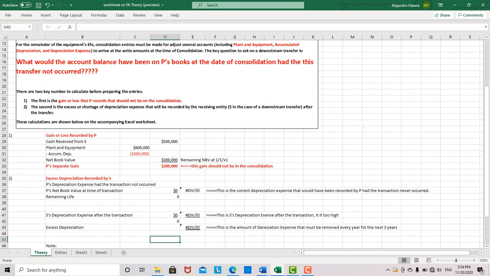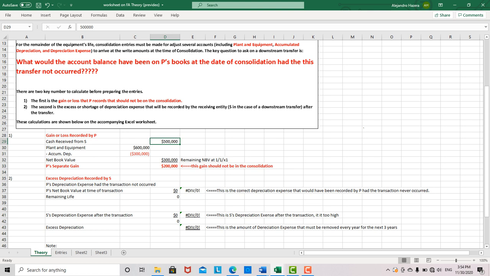Next calculation, you have to ask yourself how much excess or lack of depreciation is recorded. In this case, we're going to have excess depreciation. The reason is P takes a piece of equipment, wipes it off his books, and then S records the equipment at its new cost of $500,000. So S is going to be recording a different amount of depreciation than P would have recorded had this never occurred. Okay, so let's calculate an amount called excess or maybe lack of depreciation.